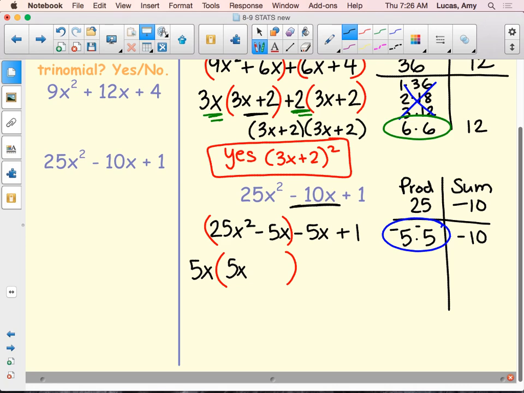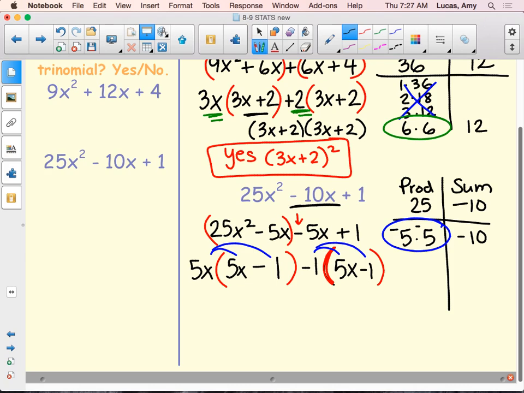5x times 5x is 25x squared, and 5x times 1 is 5x. So 5x minus 1 is what I need to match. So now, if you look at the terms up above, I didn't put parentheses around them because of this minus. So it's a negative 1 that I would have to factor out. Negative 1 times 5x is negative 5x, and negative 1 times negative 1 is positive 1. So I'm always looking at distributing here to make sure that it equals the terms up above it.